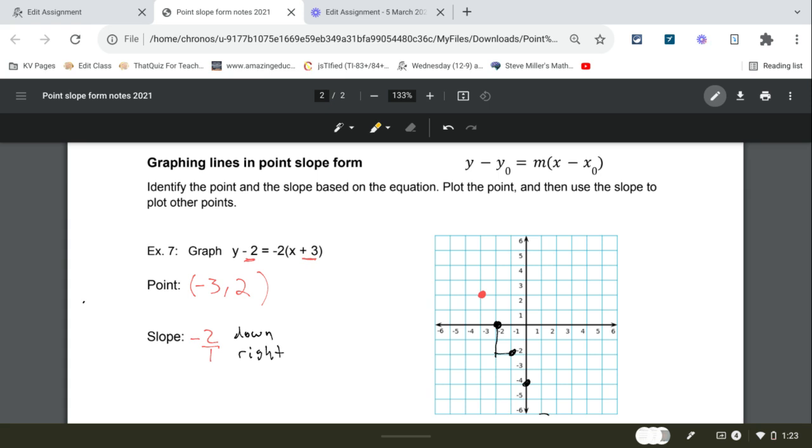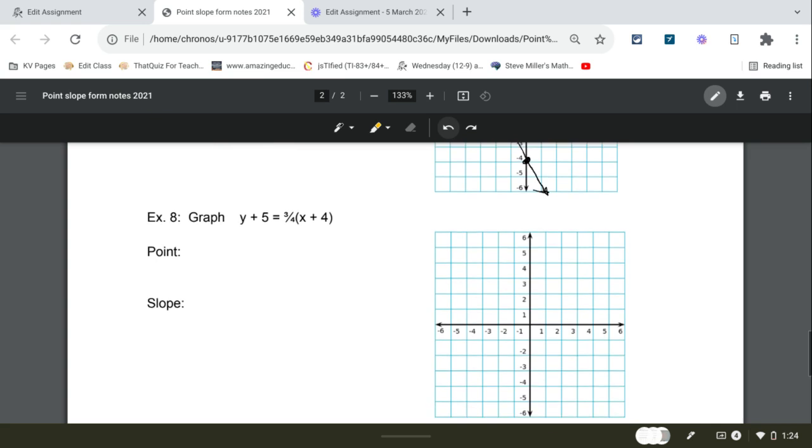Or you can reverse the process and go up 2 and left 1. Okay, up 2 and left 1. There we go. So we got the graph of our line. So it's a lot like graphing something that's in slope-intercept form, except you don't always necessarily start on the y-axis right here. It can just be some random point out on the coordinate grid.